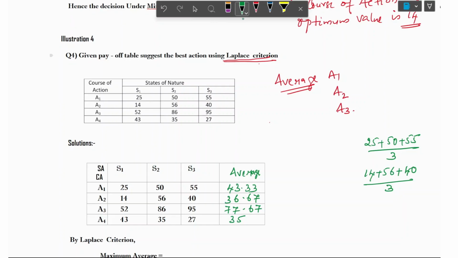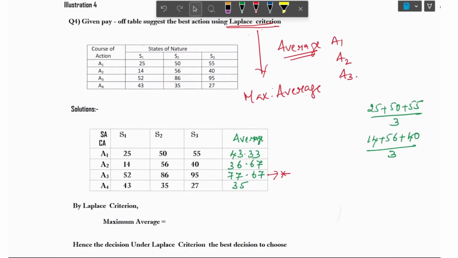Now see here, for Laplace criterion, what you are going to do? You are going to calculate the average value of A1, A2, A3 and A4. After this, which is the best decision? How do you decide? You are going to check which is the maximum value here, the maximum average. The Laplace criterion means maximum average. Here 43.33, 36.67, 77.67 and 55, which is the maximum value, that is 77.67. Which course of action? It is A3.